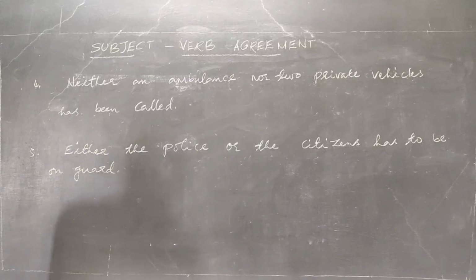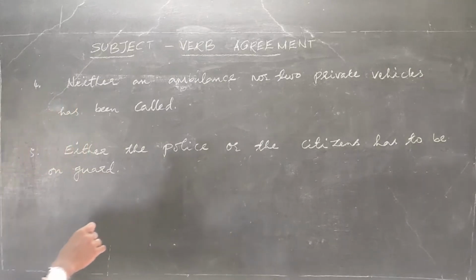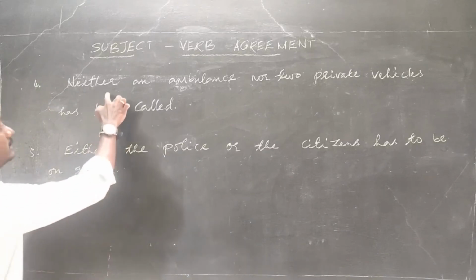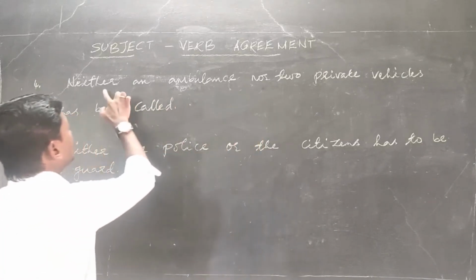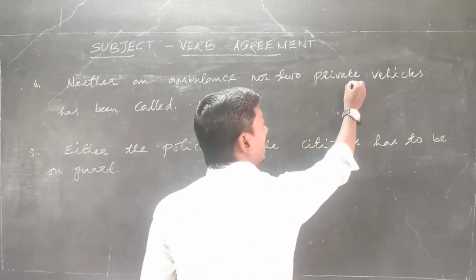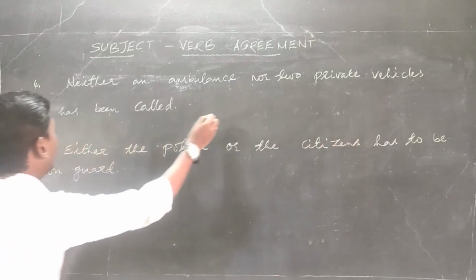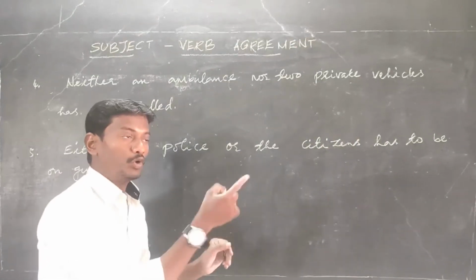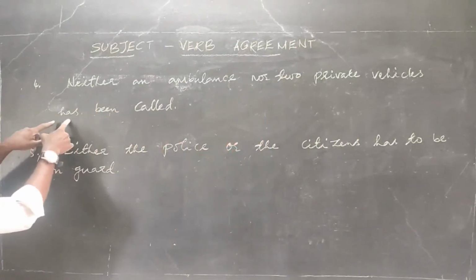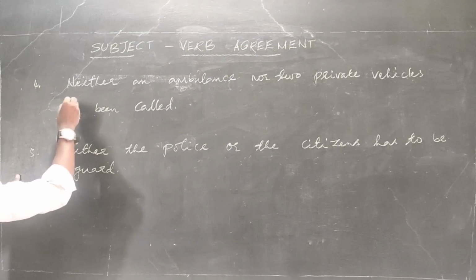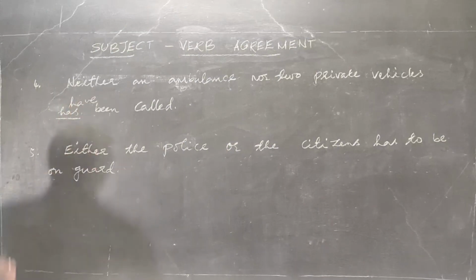Fourth sentence, neither an ambulance nor two private vehicles has been called. We have the rule, neither nor. If neither nor comes, we have to take the second noun. According to the second noun, we should write the verb. That is private vehicles, plural. If it is plural, we have to write the verb in plural. So has changes into have.